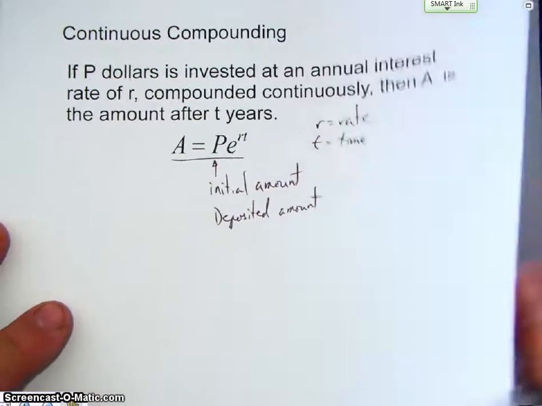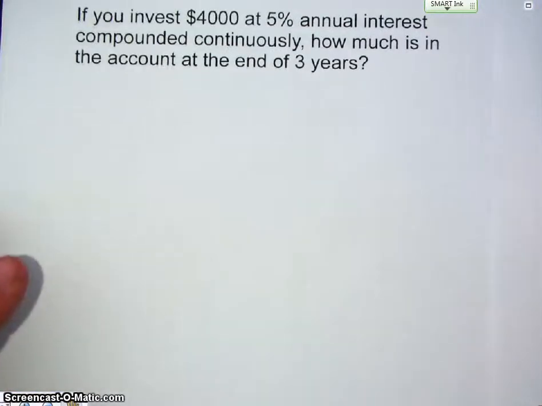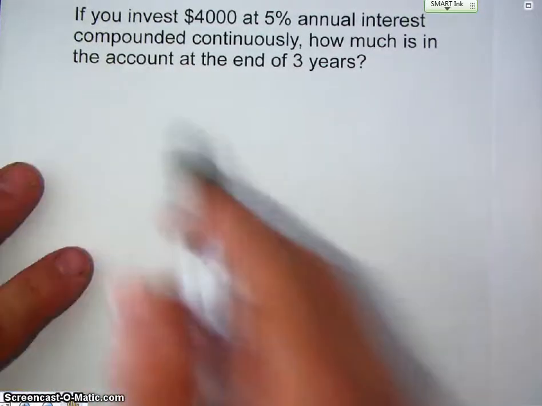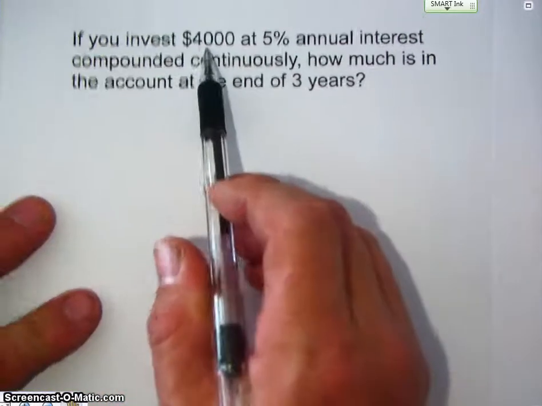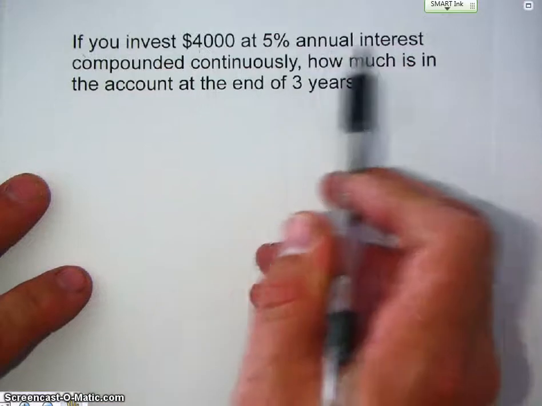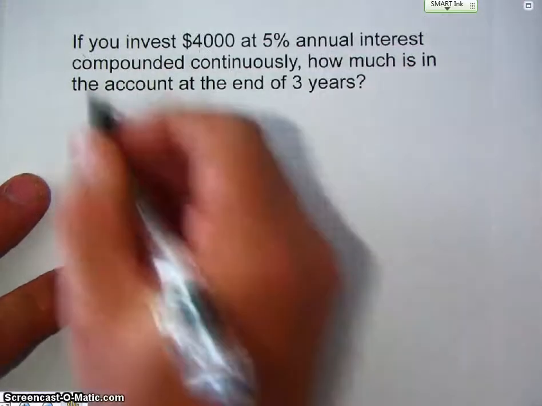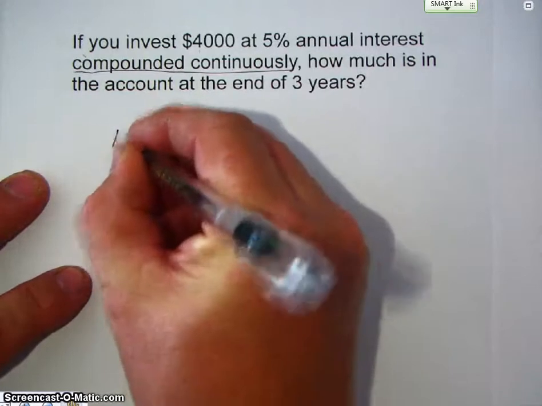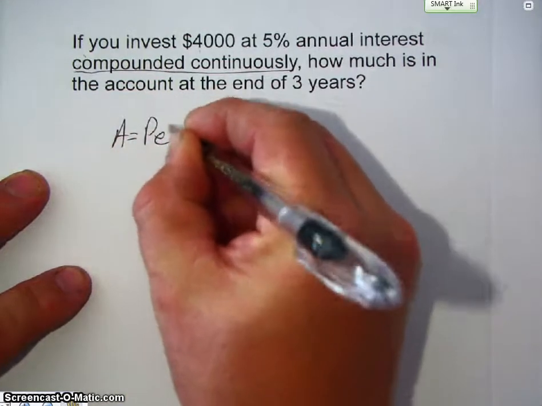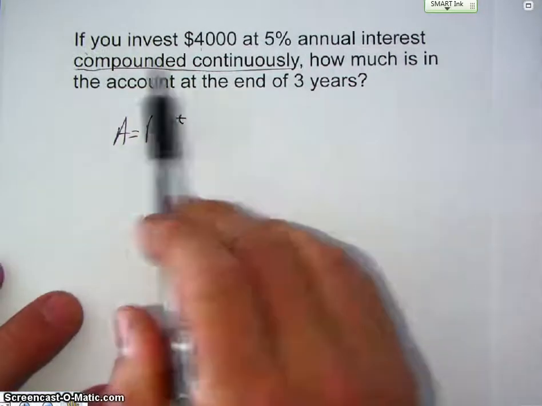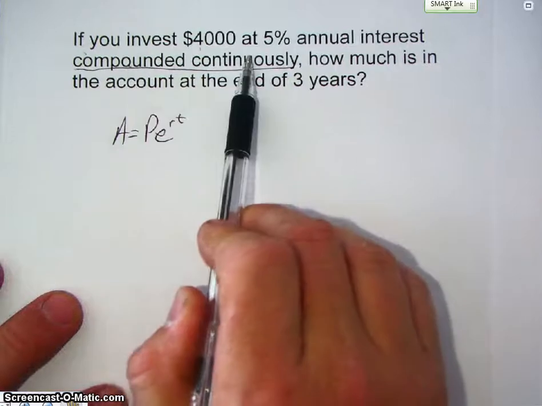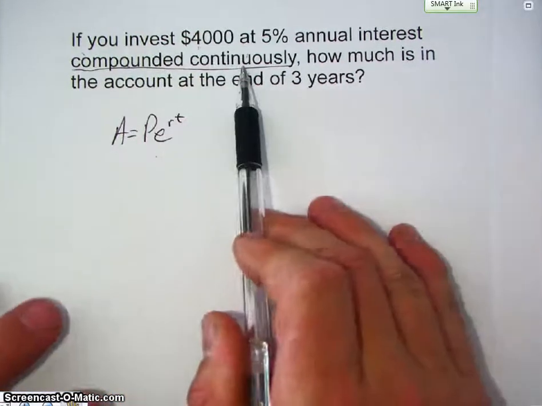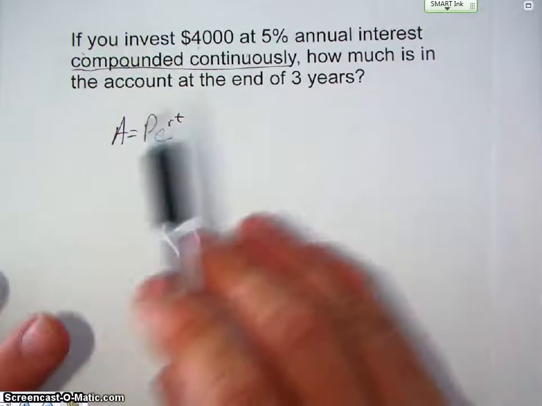All right, so let's take this formula and let's apply it to the calculator. If you invest $4,000 at 5% annual interest, compounded continuously. This phrase right here, that means I have to use A equals Pe^(rt). If this says compounding something else, then there's a different formula I use. But since it says continuously, I have to use this formula.